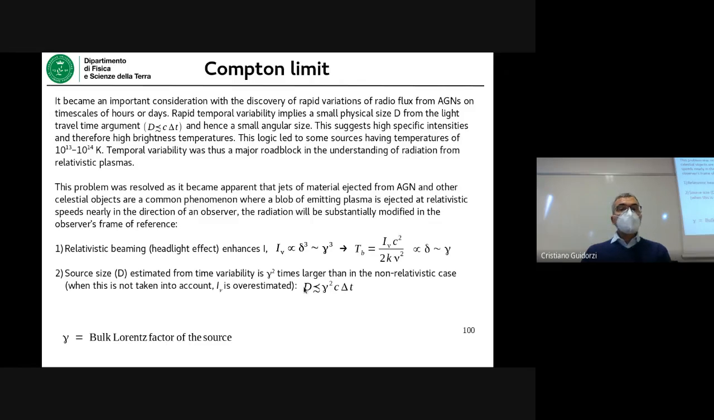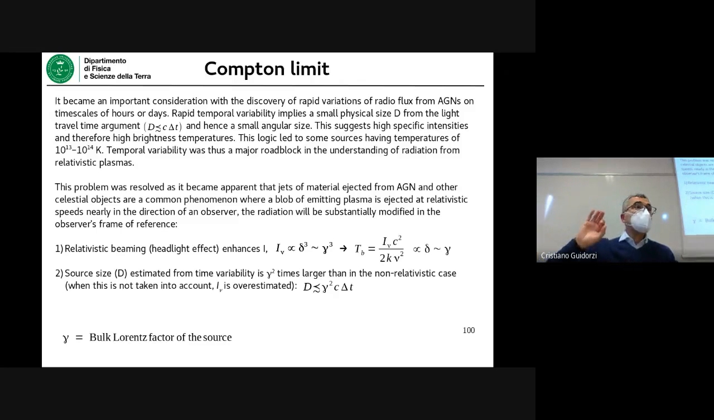So it means that if you think you are dealing with a non-relativistic source, you say, okay, I measure delta t, I estimate d as c delta t. No, if the source is ultra-relativistic, you are underestimating the size of the source by a factor of gamma squared. When you calculate the intensity, you measure the flux and you divide by the angular size. But if you are not aware that you are dealing with an ultra-relativistic source, you are dramatically underestimating the size of the source by a factor of gamma squared.